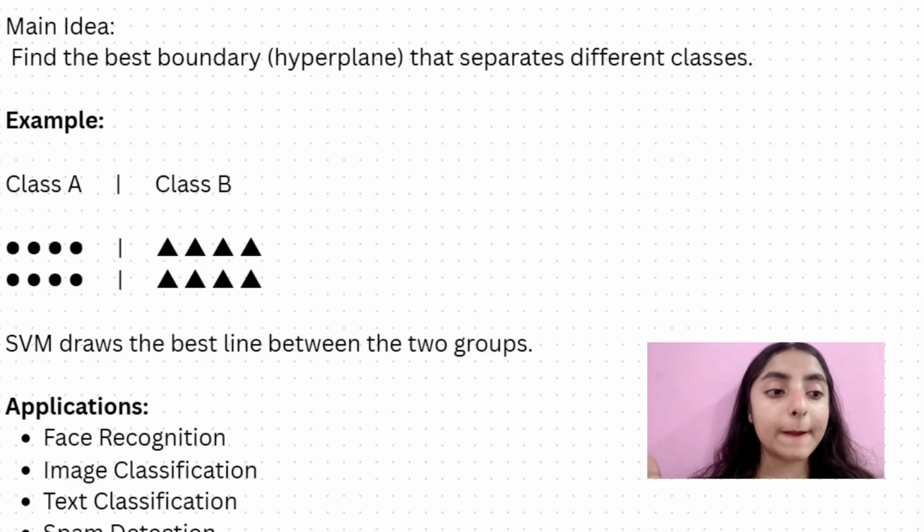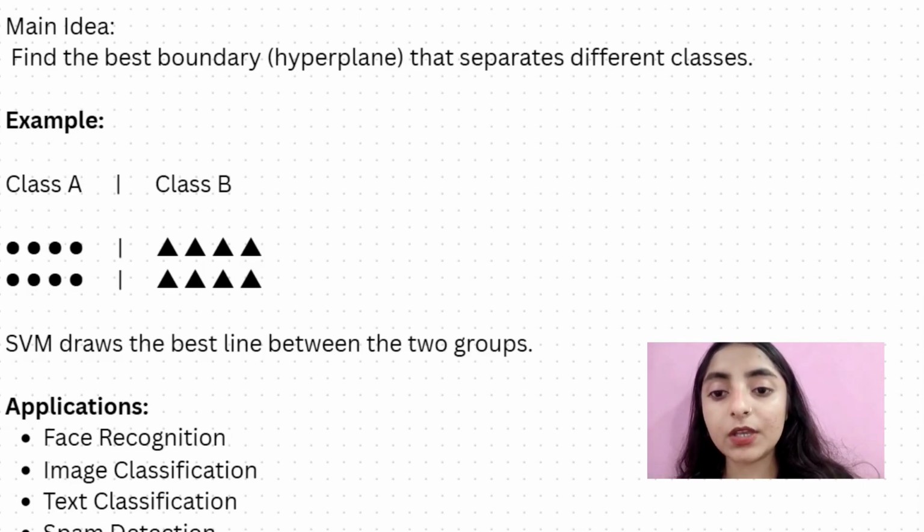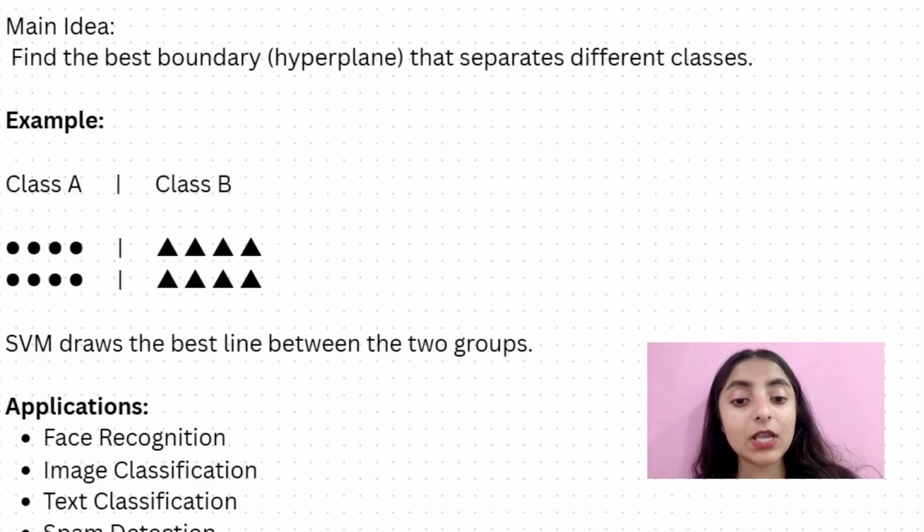So briefly, here we'll do a quick comparison table. We'll take linear regression, logistic regression and support vector machine. Linear regression is a regression type, logistic regression is a classification type, and support vector machine is both classification and regression type. Linear regression predicts continuous values, logistic regression predicts category values, and support vector machine predicts classes or values. So this is the quick comparison table.